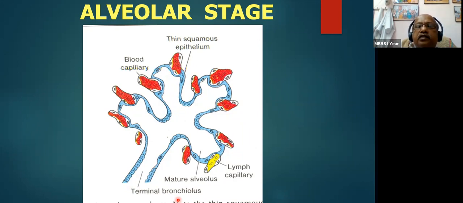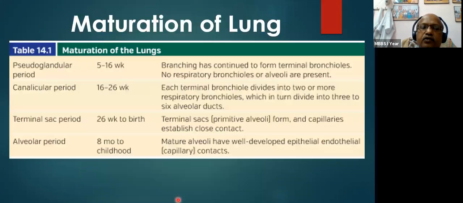So that's why this stage is called the alveolar stage. So that is the maturation of the lung. See, the pseudoglandular stage is up to the 16th week, so we'll have formation of only terminal bronchioles. The canalicular period extends from 16 to 26 weeks. By this time, we'll have formation of respiratory bronchioles. Terminal sac period, 26th week to birth.